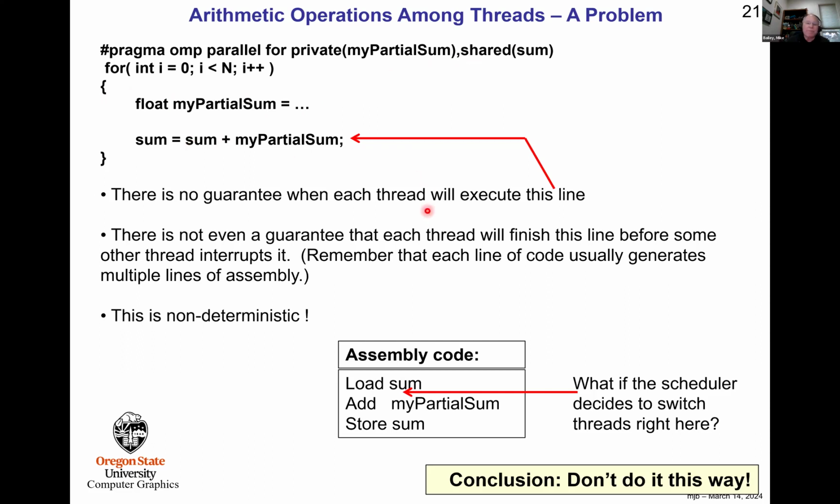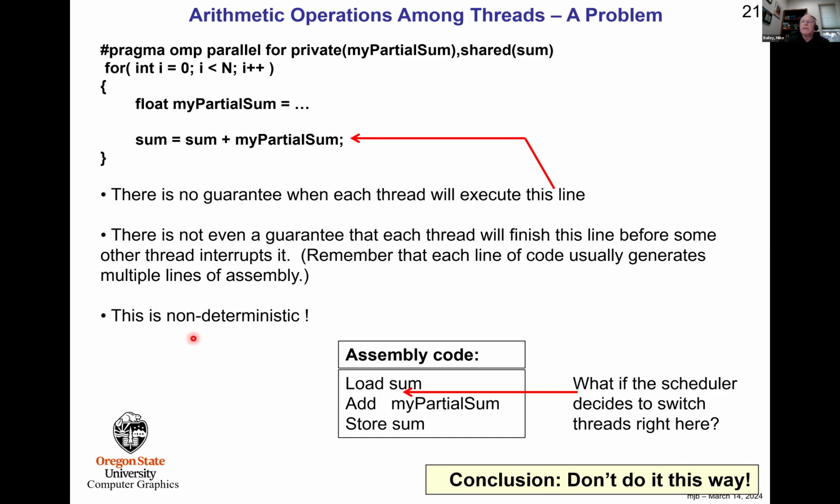Okay, well, remember the idiosyncrasies of the scheduler. The assembly code would probably look something like this. Load sum, add the partial sum, store it back into sum. Okay. But what if right here the scheduler comes in and swaps this thread out? Well, the sum is in the accumulator, but by the time this thread gets back to running, that sum has changed because other threads have modified it. And so it's holding the wrong number.